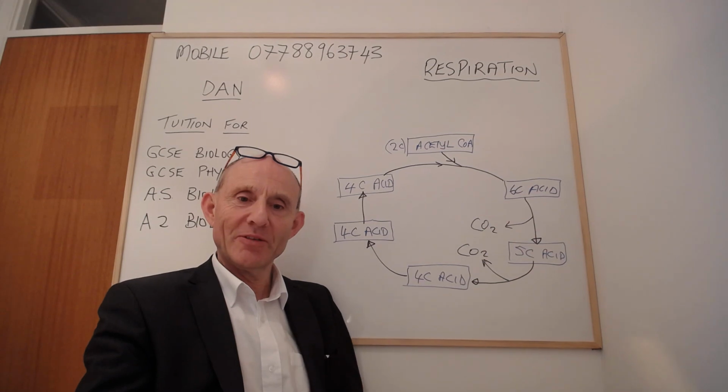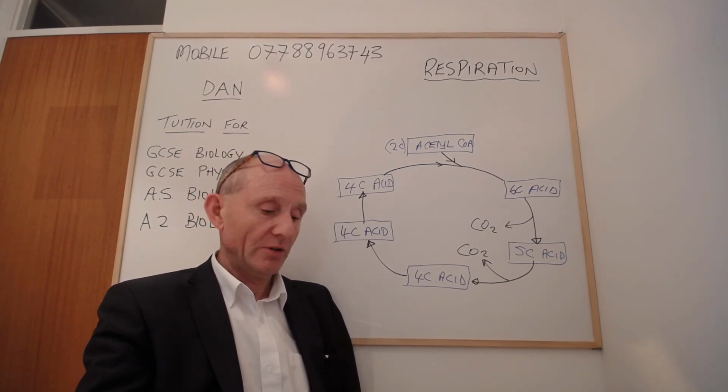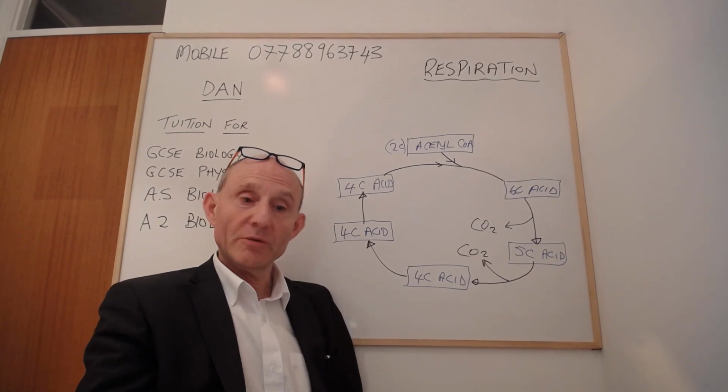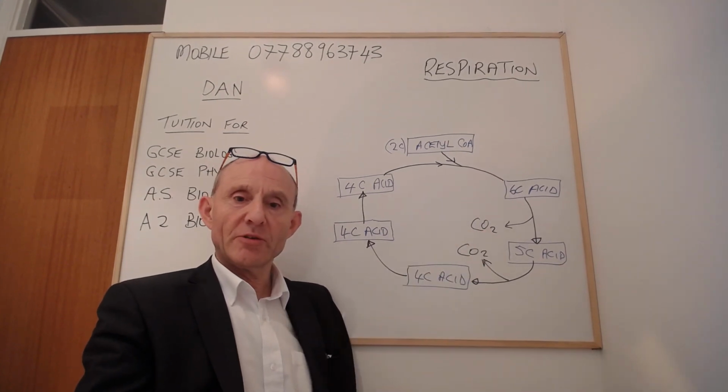Are you okay with the idea that the Krebs cycle happens twice, and the link reaction happens twice? So each step of the link reaction gives a CO2. That's 2 CO2s, and each turn in the Krebs cycle gives you 2 CO2s. That's 4 and 2, 6, so a total of 6 CO2s.